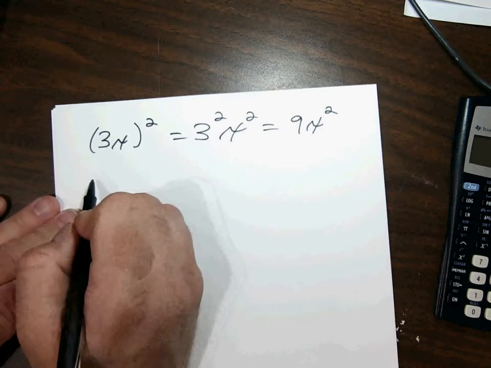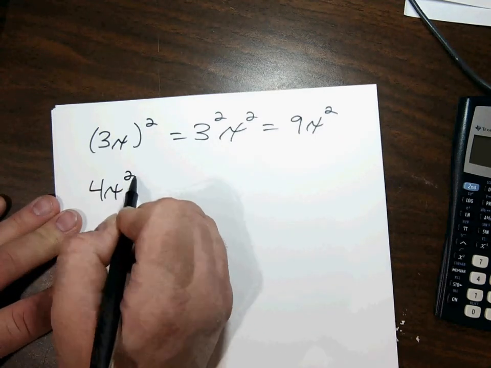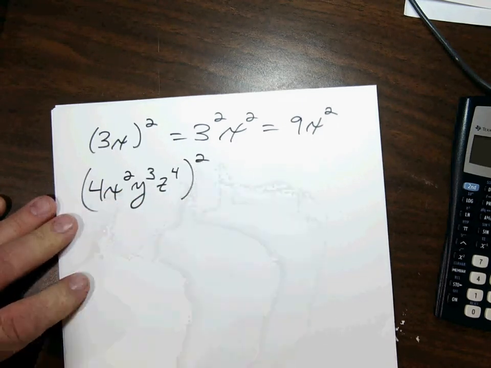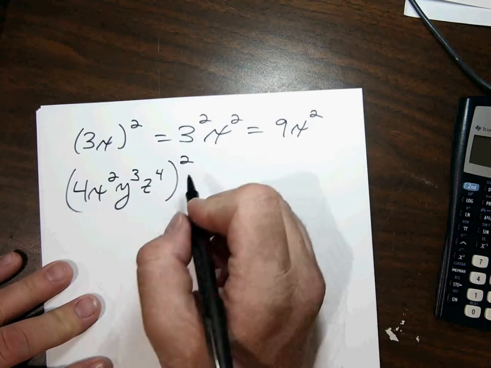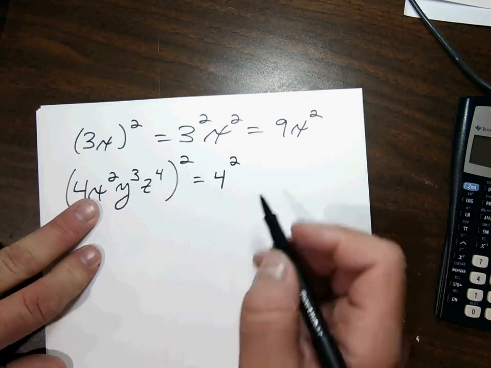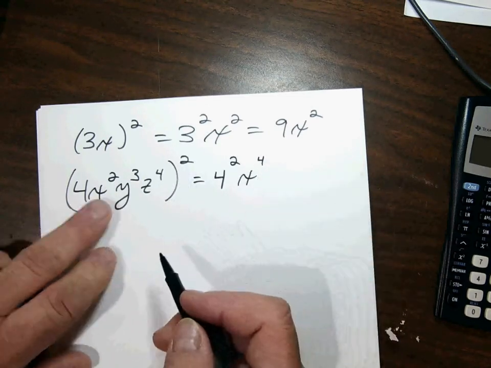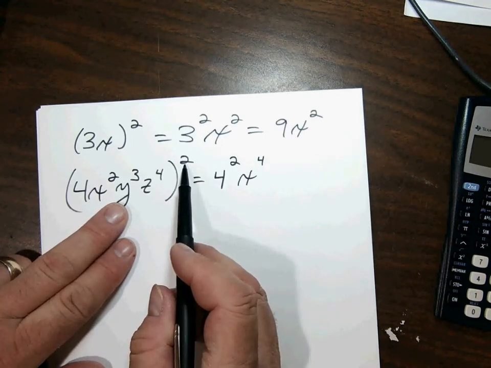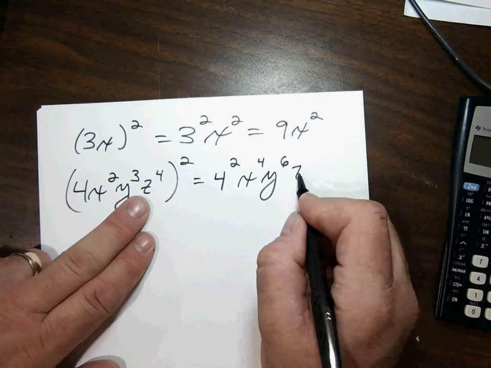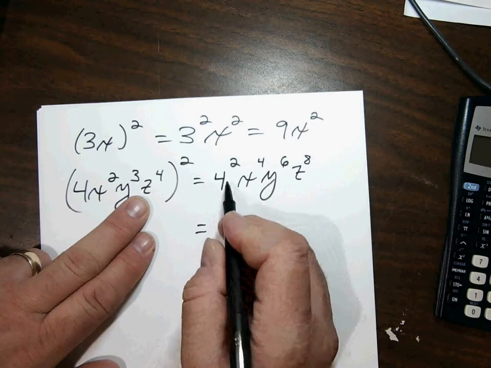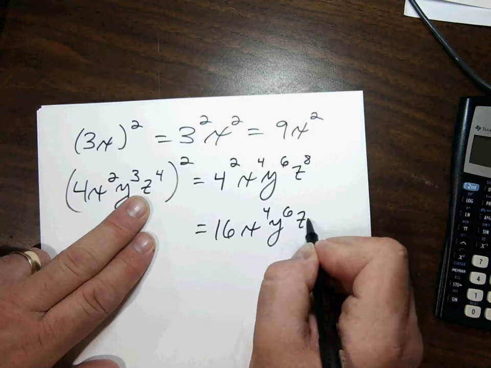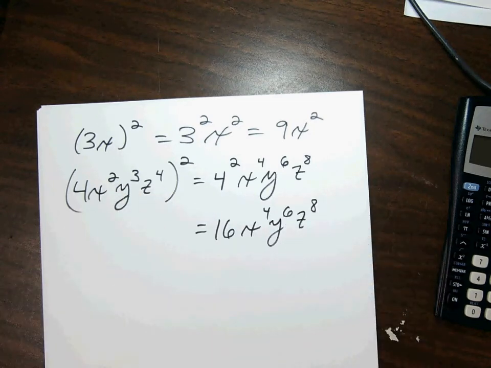Okay, I can do that with all kinds of things, like 4x squared y cubed z to the 4th power, and square everybody in there. Oh baby, look at that. That's easy. It becomes 4 squared, x squared squared again. I'm going to multiply and get x to the 4th. y cubed squared is going to be y to the 6th. z to the 4th squared is going to be z to the 8th. Okay, and the only other thing I might want to simplify is call that a 16 instead of calling it 4 squared. Okay, pretty easy. Just square everybody in there.